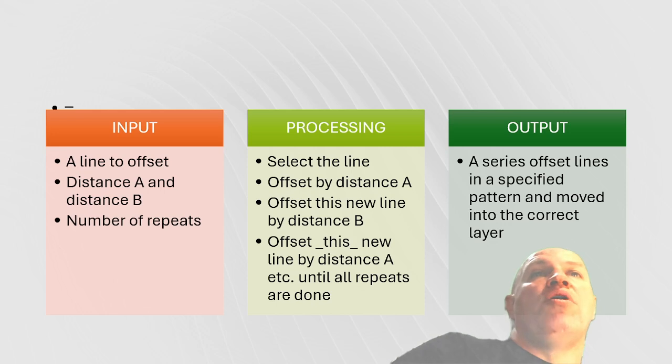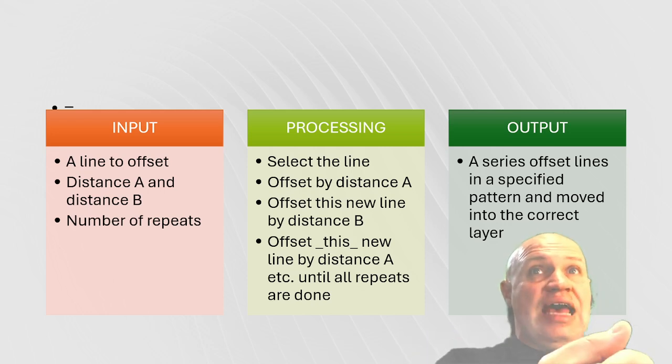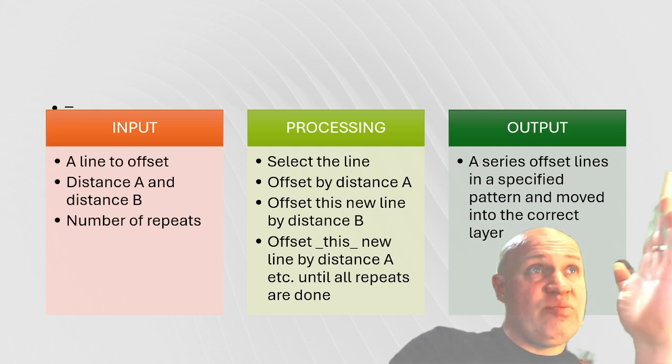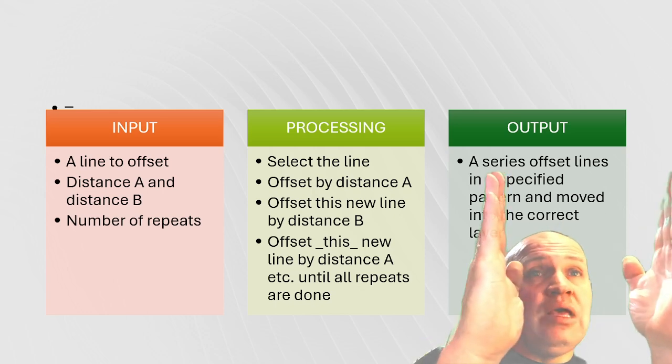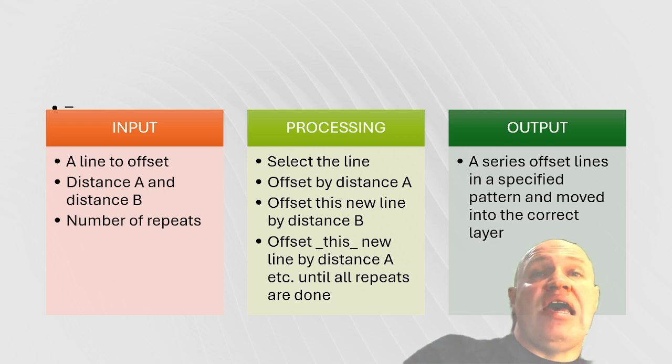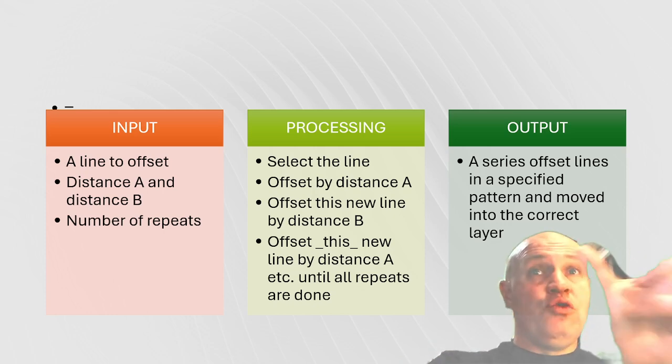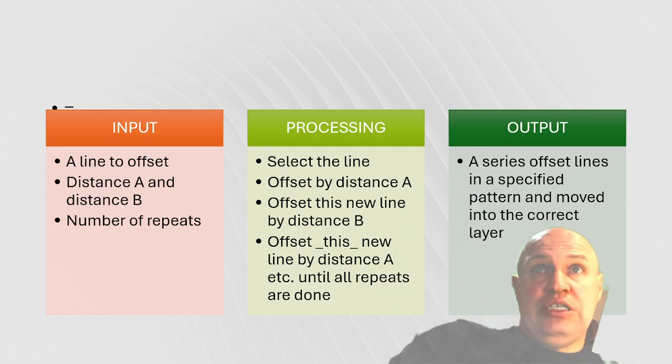So, what is our input? Our input is a line that represents the first line in the grid that we want to offset. The distance A, that will be the distance to the first line, and then the distance B, that will be the distance between the first line and the second line. And then the number of repeats. How many times do we want that big gap and that small gap, or that small gap and that big gap, however you set it up, to repeat before we're finished?